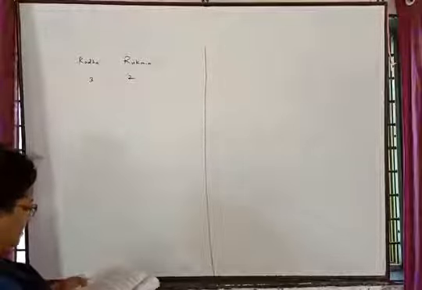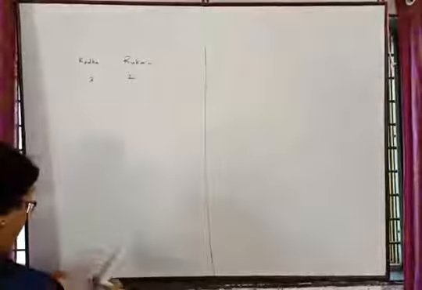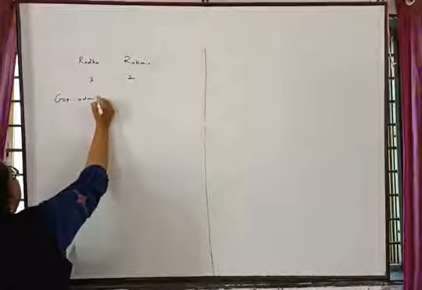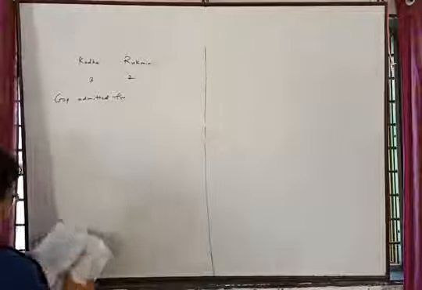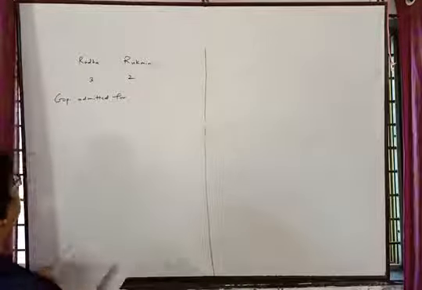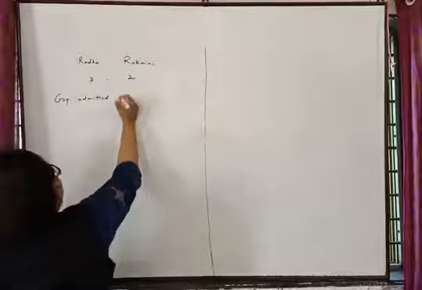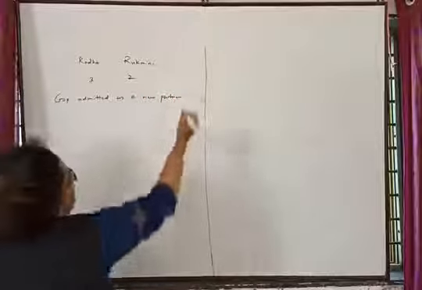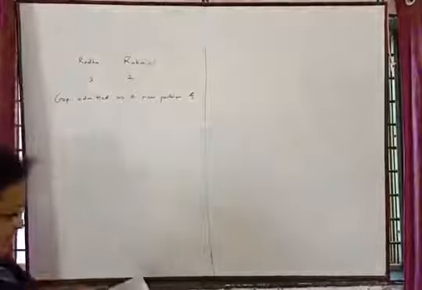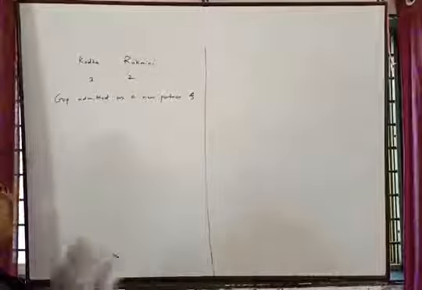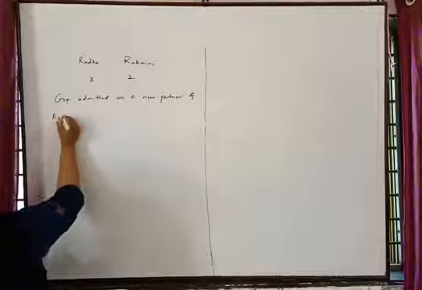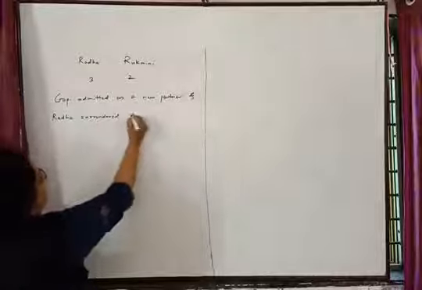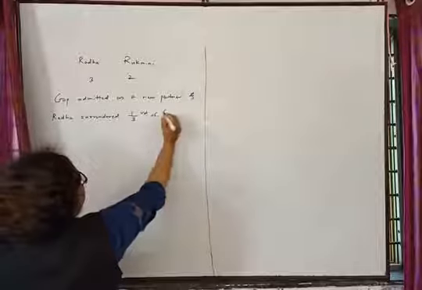And new partner Gopi has been admitted. Gopi admitted as a new partner, and it is given in the problem that Radha surrender 1/3 of her share in favor of Gopi. So Radha surrendered 1/3 of her share.